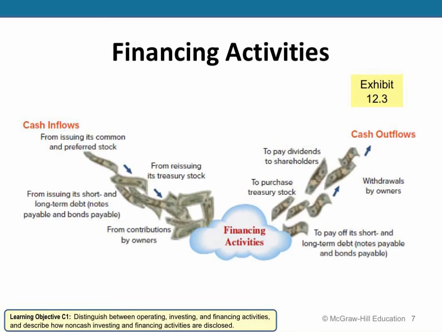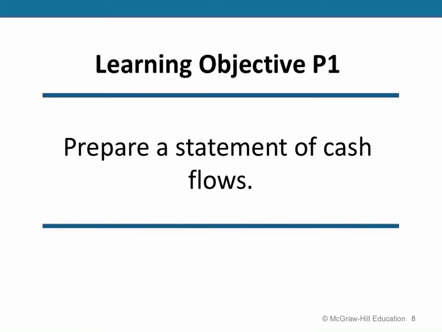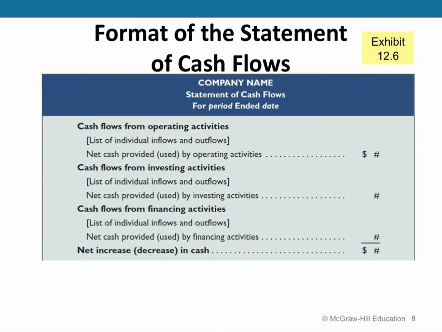This is different than financing activities, where the company may go out and issue its own stock to shareholders or issue debt for other stakeholders such as bondholders. Issuing stock and issuing debt would be cash inflows. Purchasing stock or paying off some of those short-term and long-term debt obligations would be considered cash outflows in the financing activity. Now let's take a look at how to prepare the statement of cash flows.